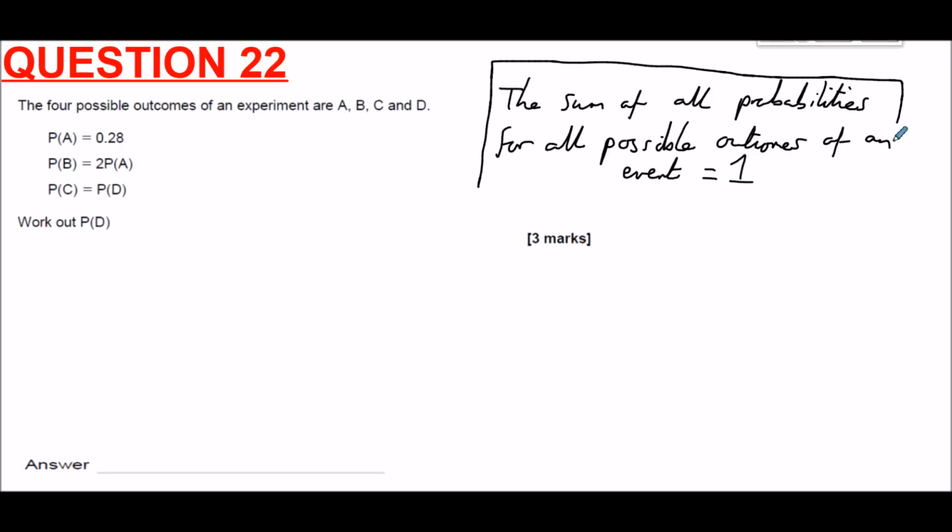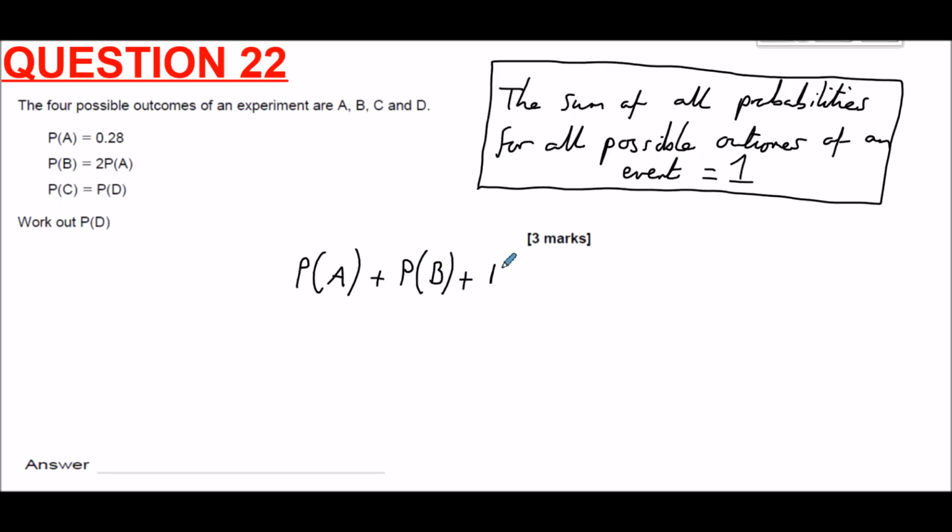So that's what we need to remember here. So that means that the probability of A plus the probability of B plus the probability of C plus the probability of D, all those added together, because it can only be one of these 4 possible outcomes, that'll equal 1.